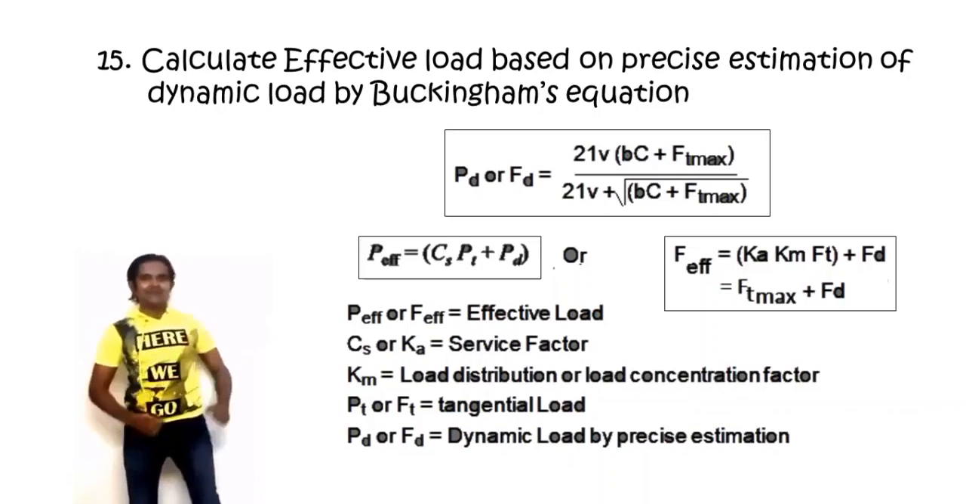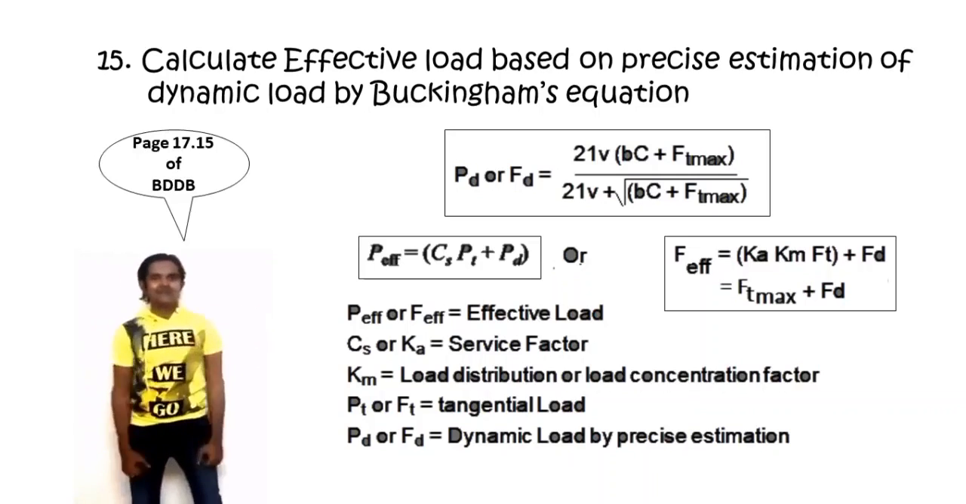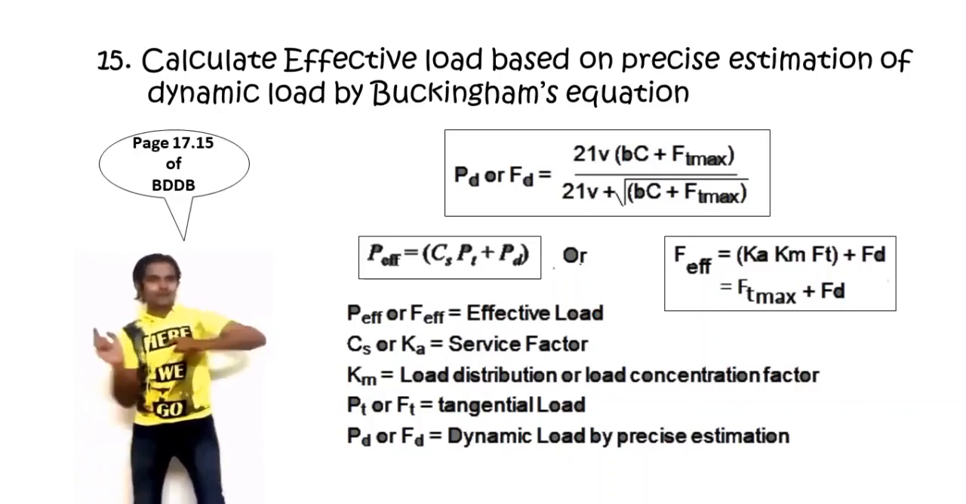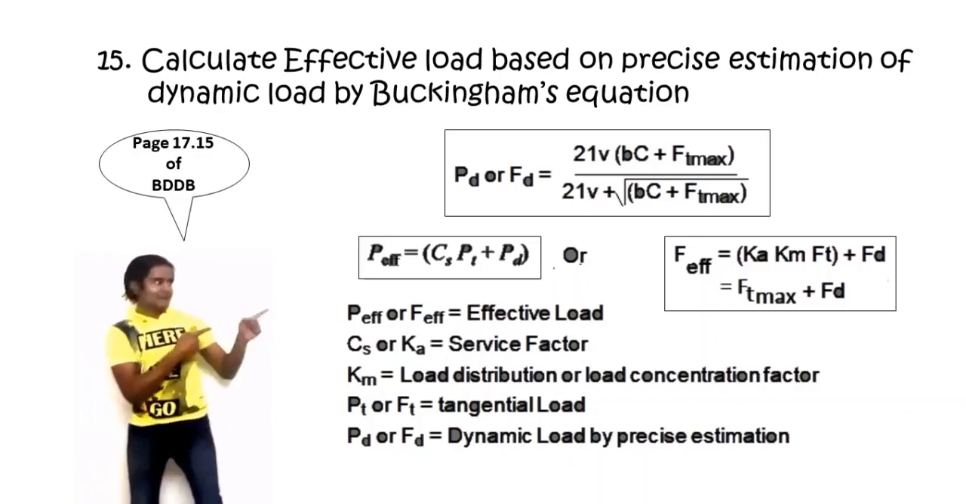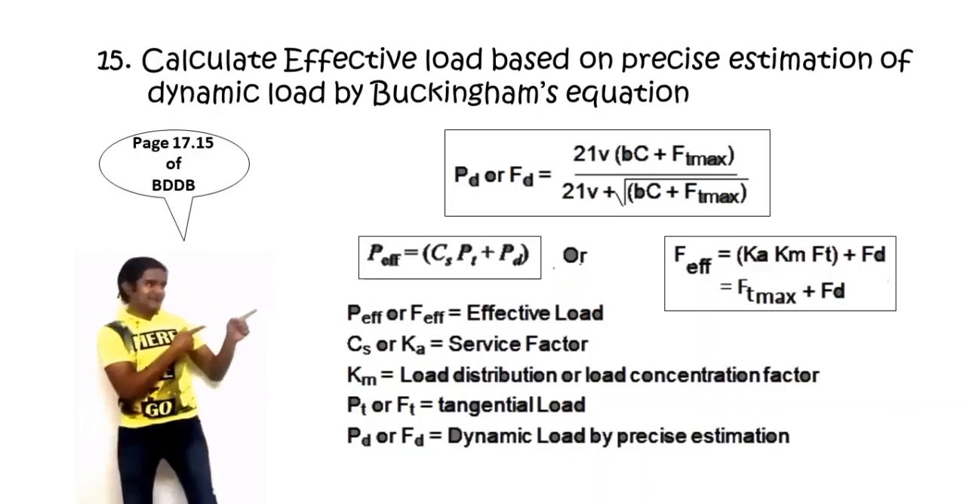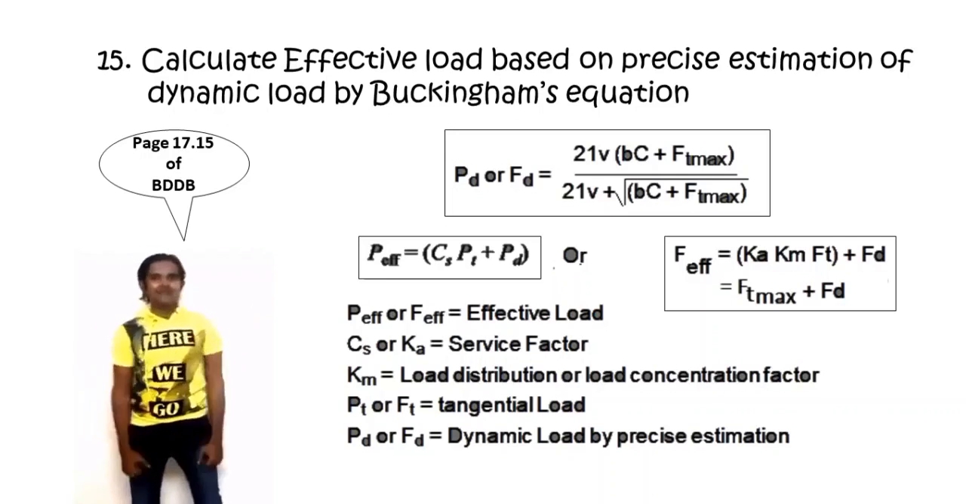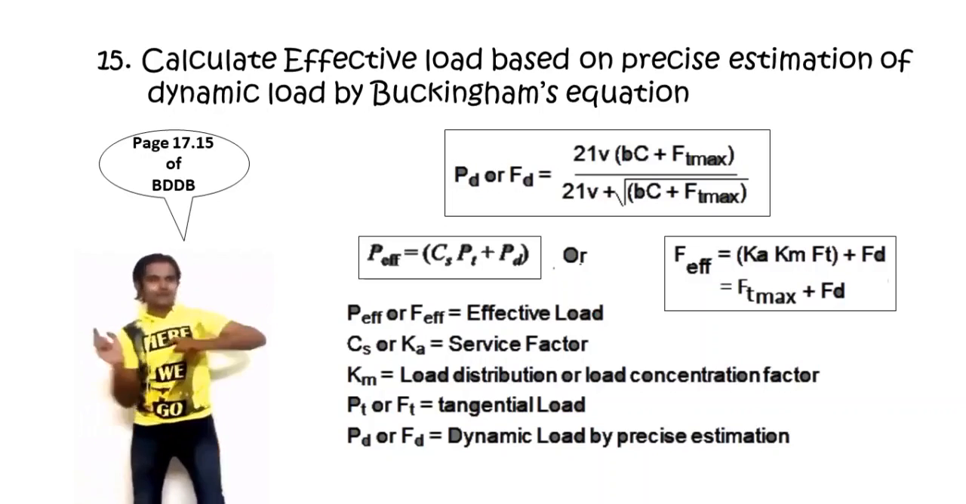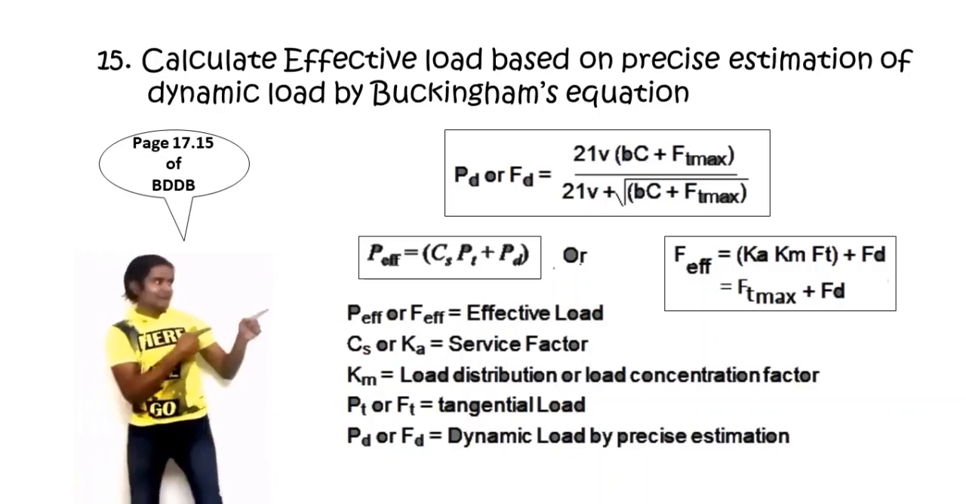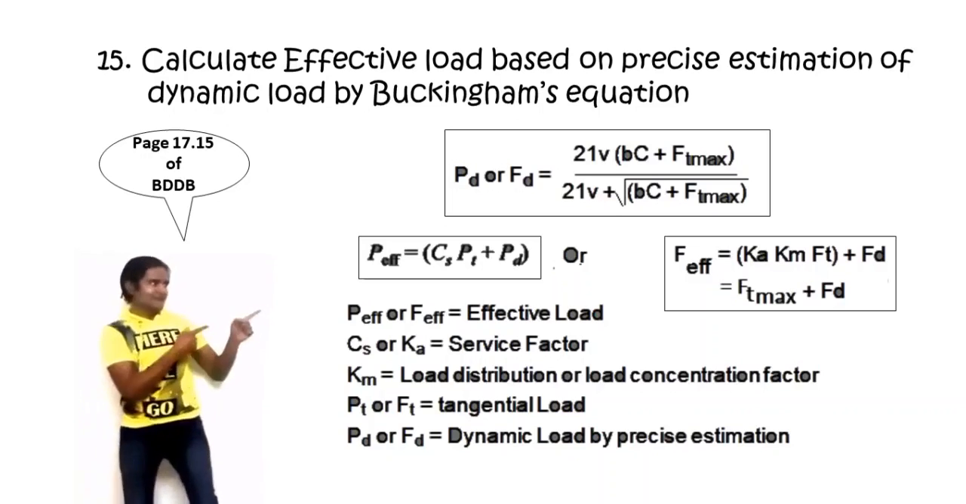Below that the formula is just the change of notations. In Bhandari design data book on page number 17.15 you can find this formula. P effective is CS PT plus PD, and the other formula is just the change of notations. You can see CS is KA, which is your service factor or application factor. PT or FT is your tangential load. PD or FD is your dynamic load by precise estimation, and your KM is your load distribution factor. So this formula you can find on page number 17.15 of Bhandari design data book.